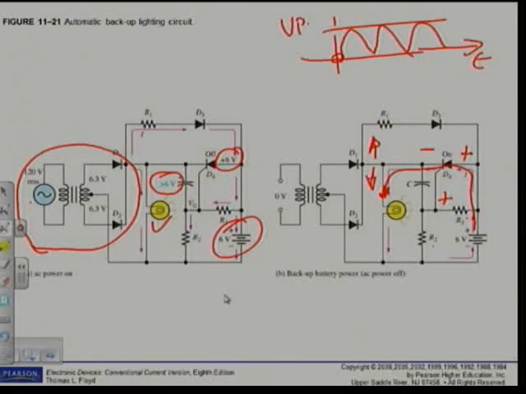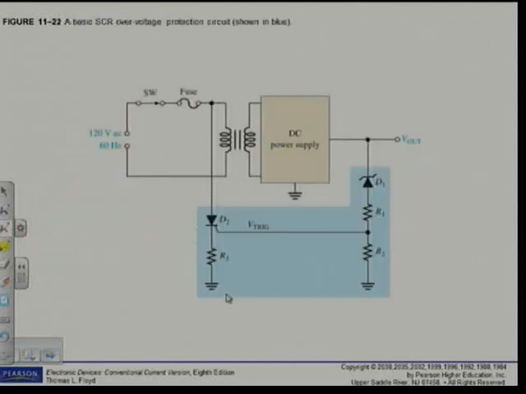Alright, let's go and have a look at the next circuit. That is on page 566. There they give us a basic SCR over voltage protection circuit.